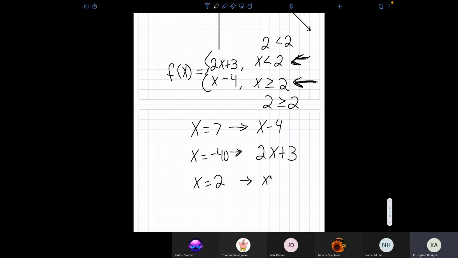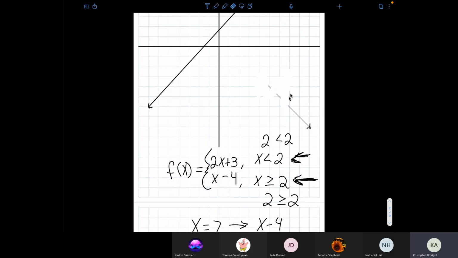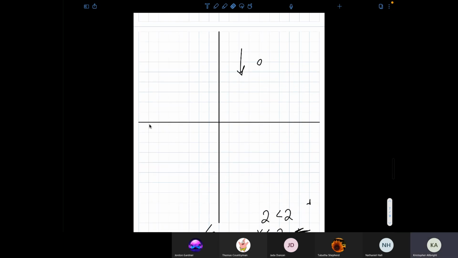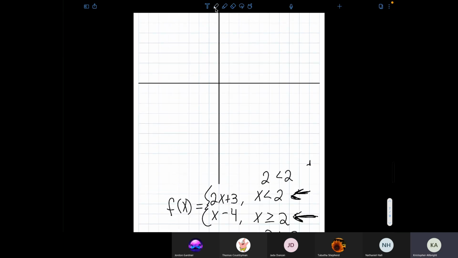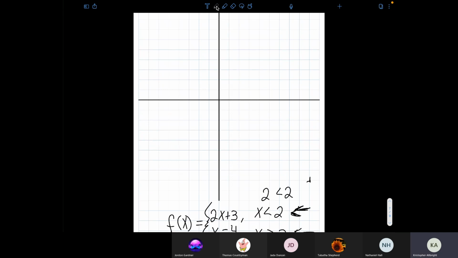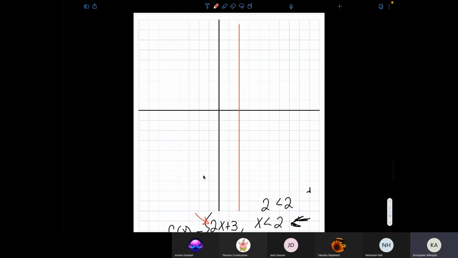So x minus 4. Now, when we go to graph this, I'm going to use this same graph. We graph each of these equations at different points on our graph. So up to 2, I'm just going to put a red line right here so that we know where we stop. From there left, it's going to be this equation, and from there right, it's going to be this equation. So let's graph each one of them.